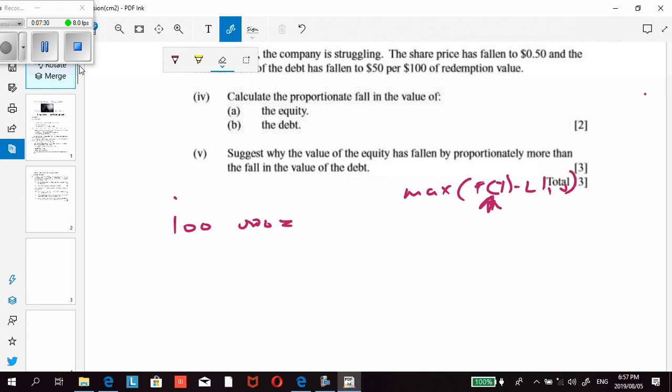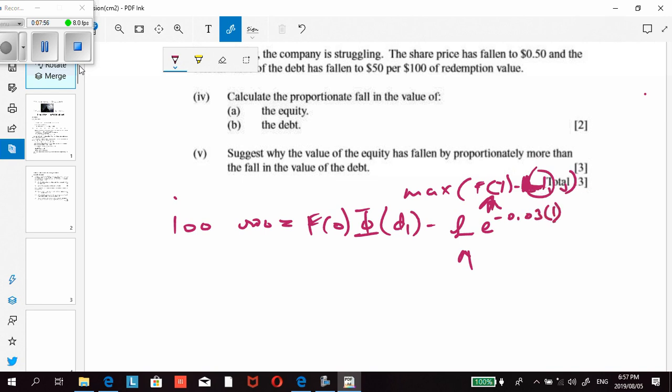So I'm going to replace this by F of 0, and I'm going to multiply this by phi of D1, and I'm going to subtract L, which is K under the Black-Scholes formula, but K you can see in this payoff is replaced by L. So I'm going to say L e to the power minus 0.03 times 1 multiplied by phi of D2. And the examiner is looking for this L here. Now that is not going to be easy.